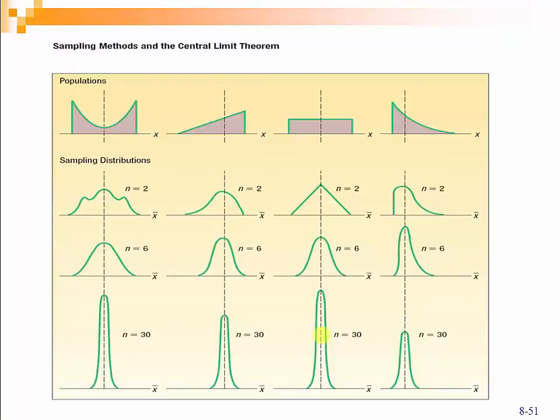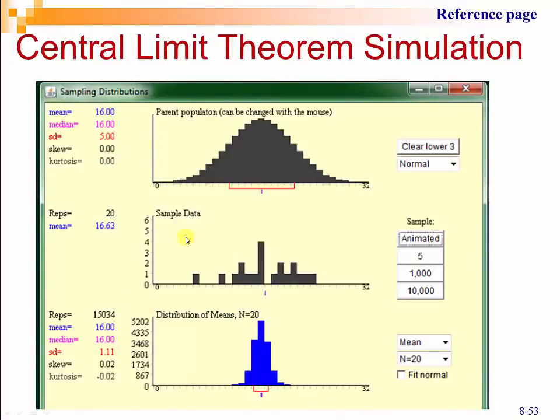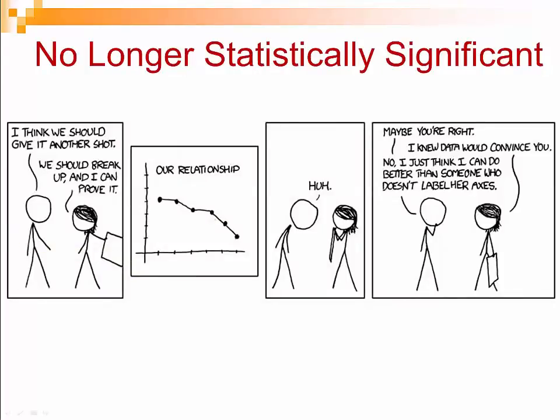I'll share with you a couple more reference pages. We'll only briefly stop on these. But I do encourage you to take a look at this simulation here. If you go to the Khan Academy link that I have here, he actually refers to the Rice Lab statistics example, and you can play with this to see how the sampling distribution of the sample mean and the central limit theorem work. This is what you'll see on the Rice Labs page. And you might want to pause on this and look at this.